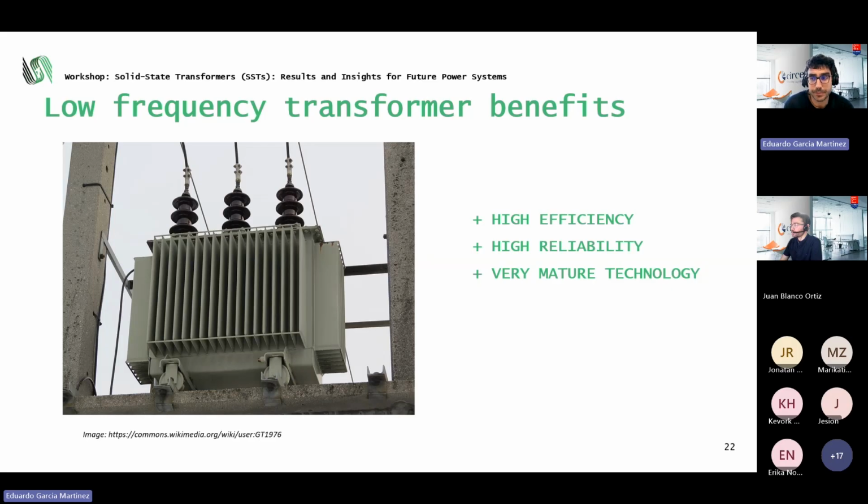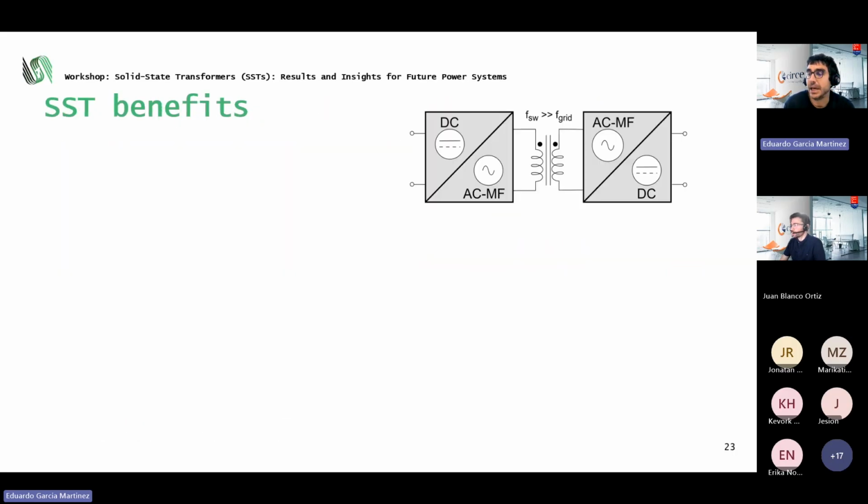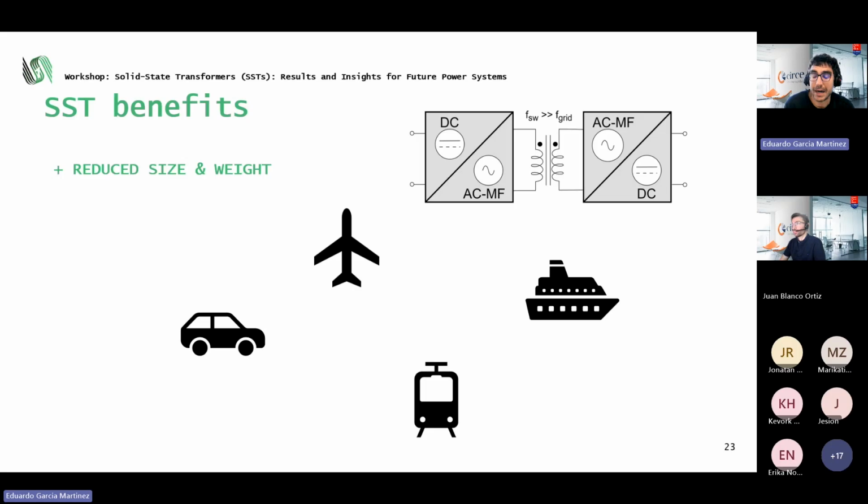So it is a very good machine, but the SST has its benefits, and one is, as we have said before, that you can reduce a lot the size and the weight of the transformer, and it has a market in transportation, mainly for example for trains, for vehicles, and also for planes, due to the low weight of the converter.